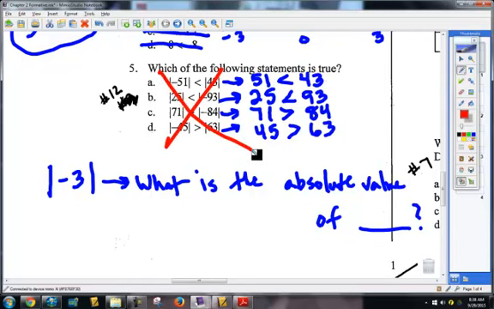So now we've turned them in, now we've answered the question of what is the absolute value of. That's the question we've got to clear up. So now just go through. Is 51 less than 43? No. Is 25 less than 93? Yes, it is. Let's go through and again find the 3 wrong answers. Is 71 greater than 84? No. Is 45 greater than 63? No. So the correct answer would be letter B.